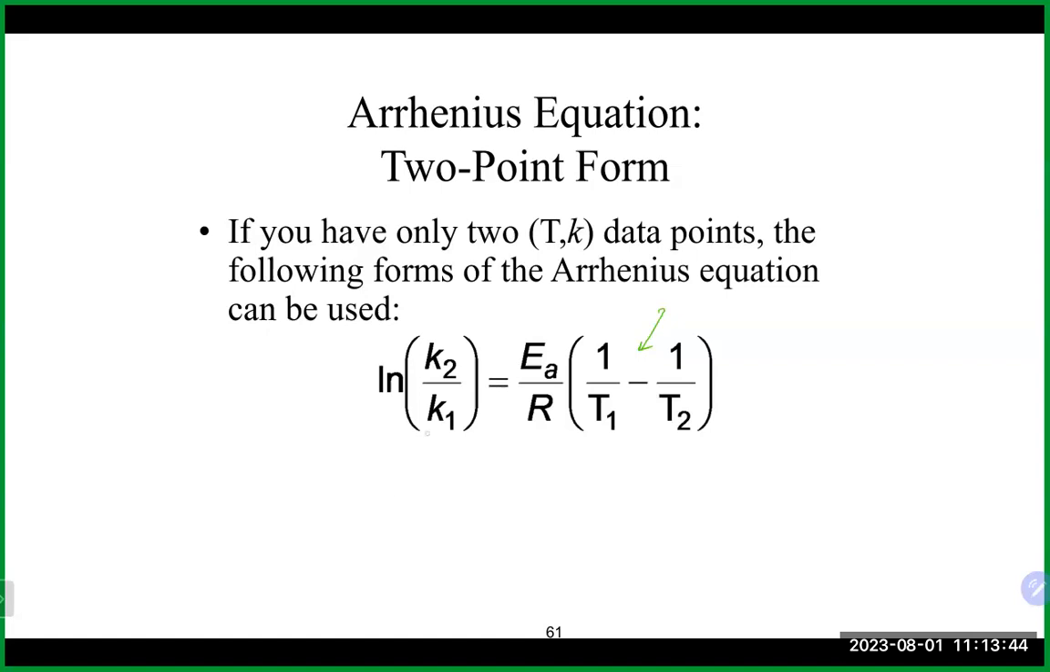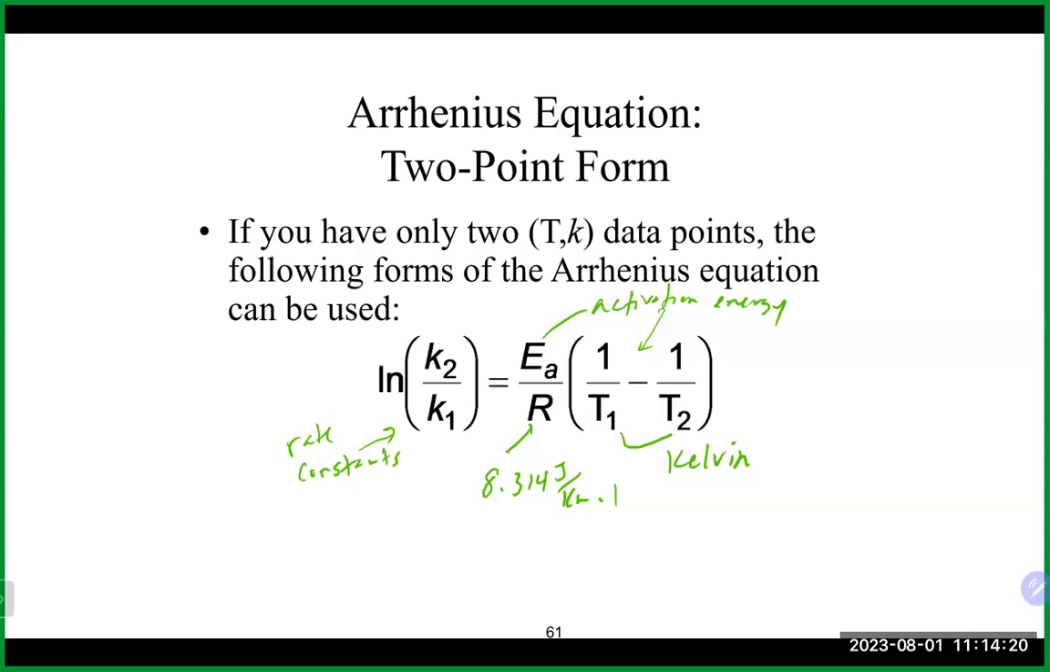But this is the natural log of K2 over K1 equals Ea over R, 1 over T1 minus 1 over T2. These are rate constants at different temperatures. This is our activation energy. That is our R that we've been using, which is 8.314 joules per Kelvin per mole. And these are our temperatures in Kelvin. Obviously, the rate constants go together with the temperatures. So these are our rate constants at our different temperatures. And we could use this.